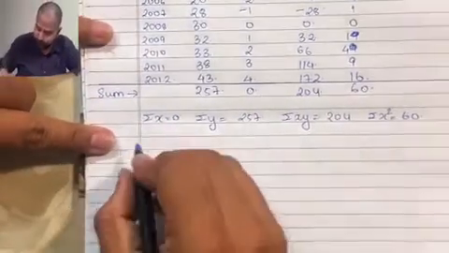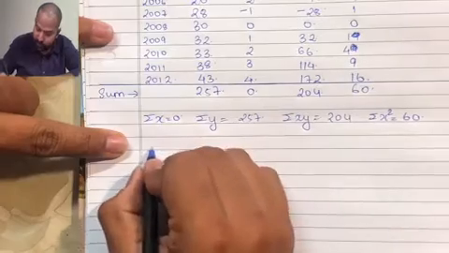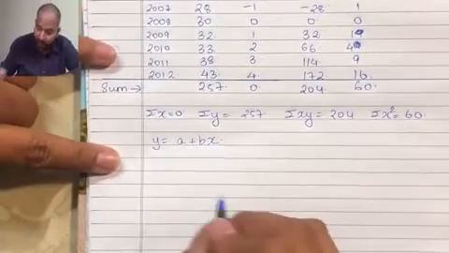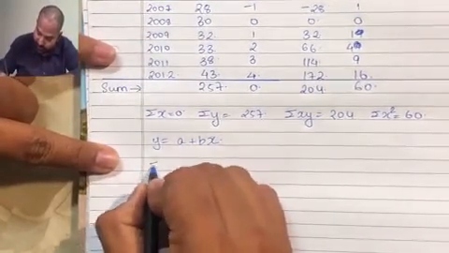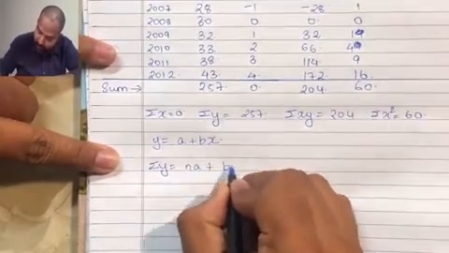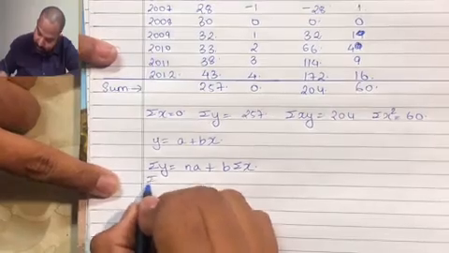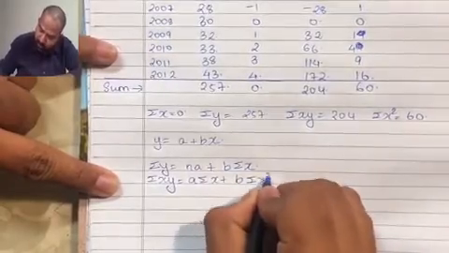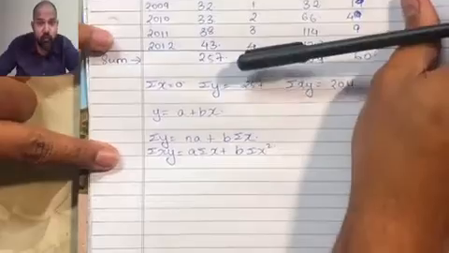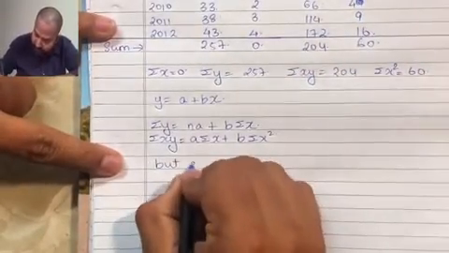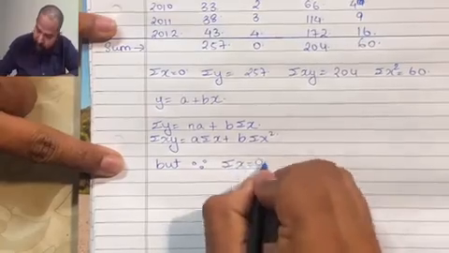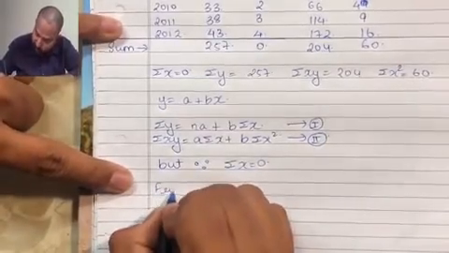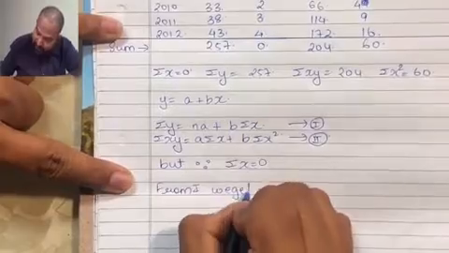Now I start off by saying that I want to find the equation y is equal to a plus bx. For this, I am going to use two equations. One is sum of y is na plus b sum of x, and the other is sum of xy is a sum of x plus b sum of x squared. Since sum of x is 0, I number this as 1 and this as 2, and I say from 1 we get that.